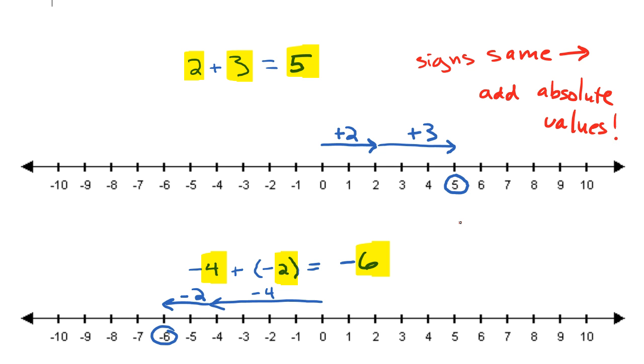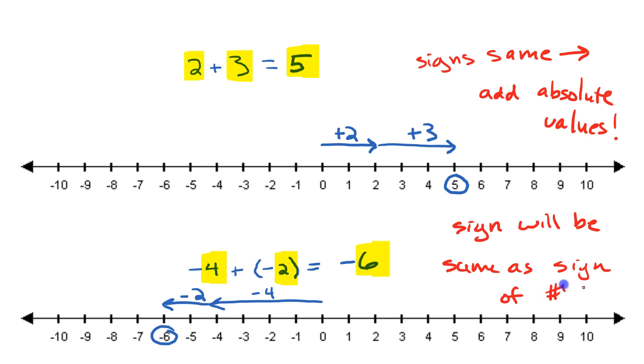Now the sign on your answer will be the same as the sign of your numbers. So if you add two positives, you get a positive. If you add two negatives, you get a negative.